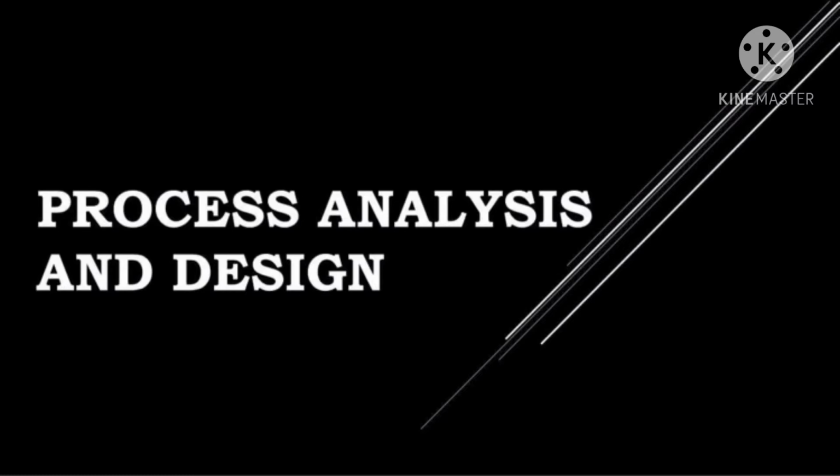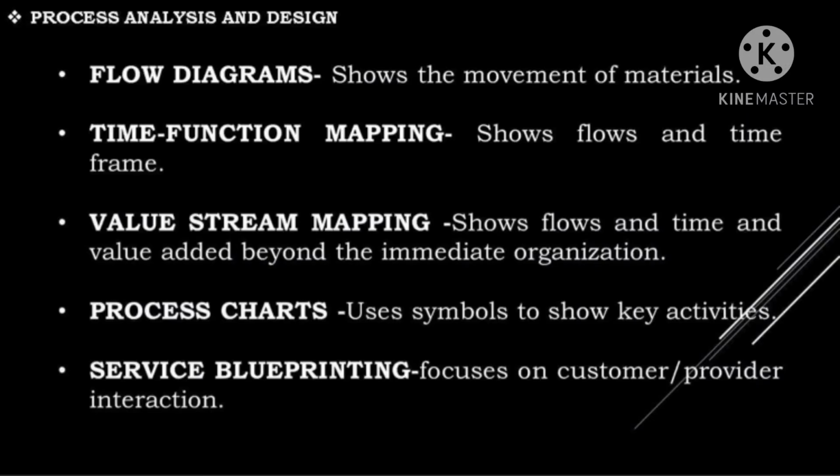Now let's proceed with the 4 different techniques to assist process analysis and design. The first one is flow diagrams. It shows the movement of materials and it helps us to clarify how things are currently working and how they could be improved. It also assists in finding the key elements of a process while drawing clear lines between where one process ends and the next one starts.